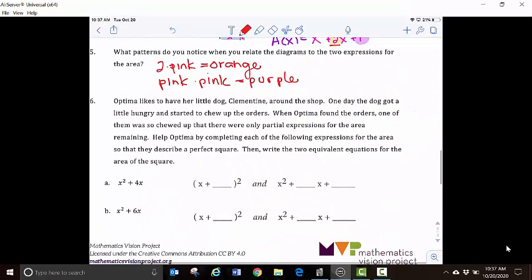Optima likes to have her little dog Clementine around the shop. One day the dog got a little hungry and started to chew up orders. When Optima found the orders, one of them was so chewed up that there were only partial expressions for the area remaining. Help Optima by completing each of the following expressions for the area so that they describe a perfect square. Then write the 2 equivalent equations for the area of the square.